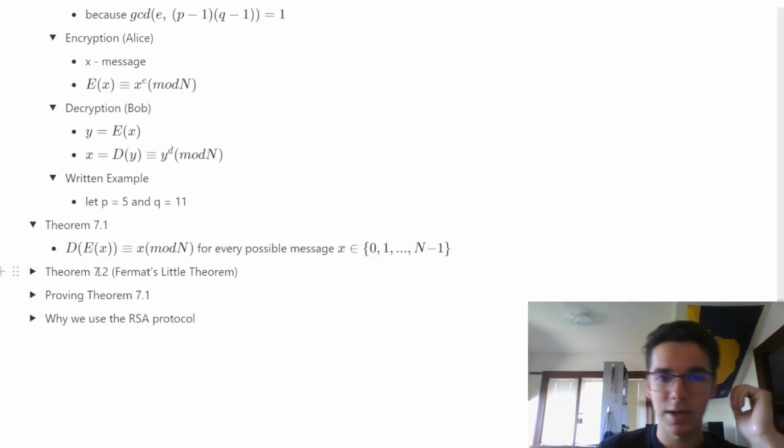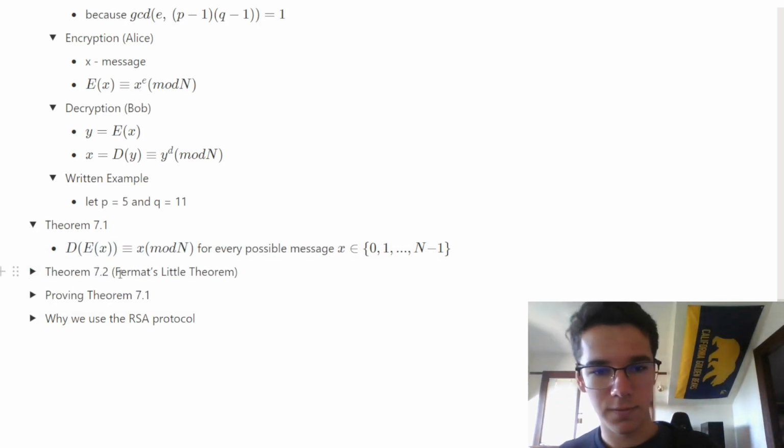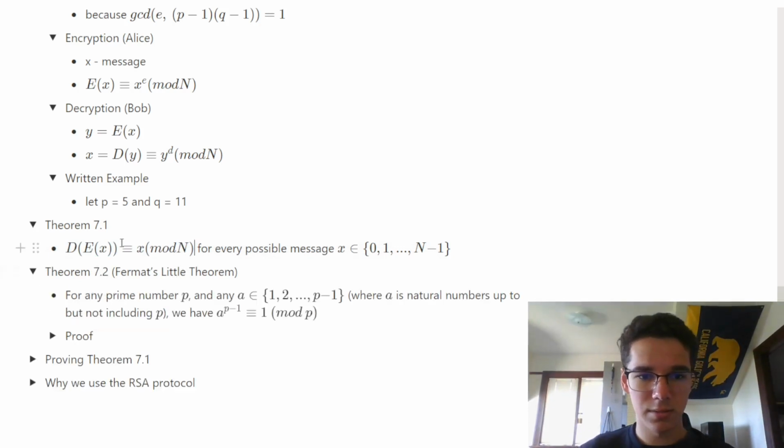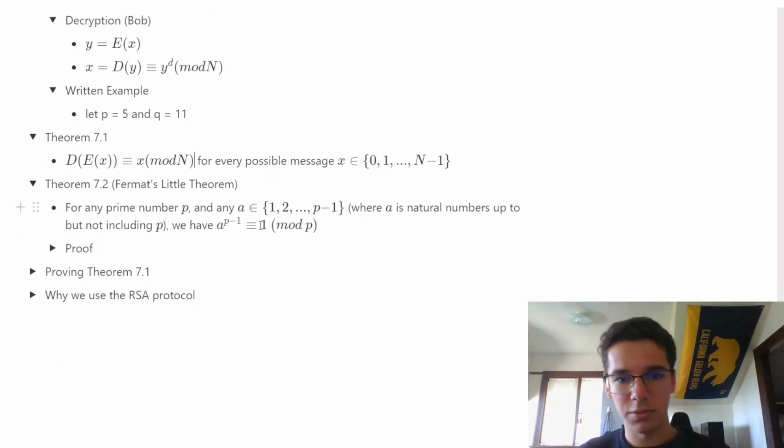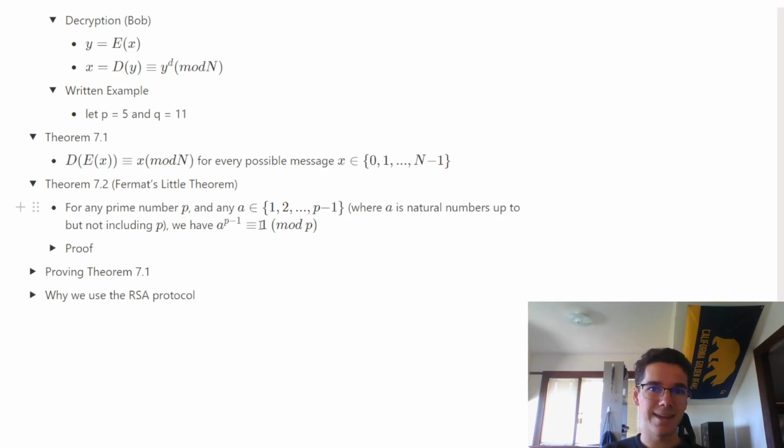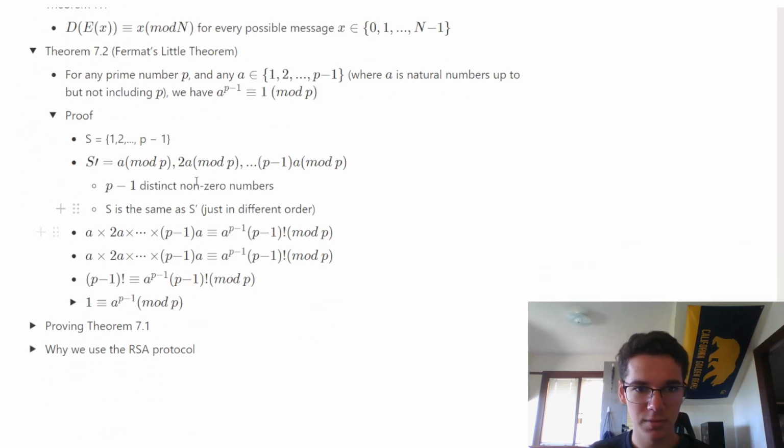In order to prove that theorem, we're going to have to use Fermat's little theorem, and so we're going to talk about it here. What it says is that for any prime number p, and any a value where a is a natural number up to but not including p, it's true that a raised to the power of that prime number minus 1 is equal to 1 mod p. Okay, so we're going to step through the proof right now.